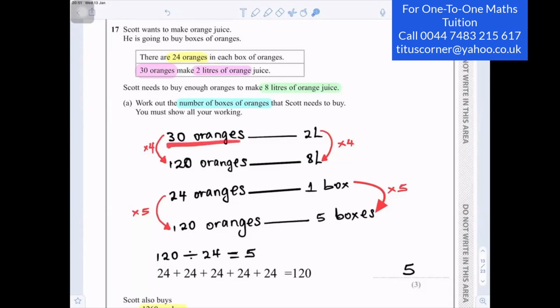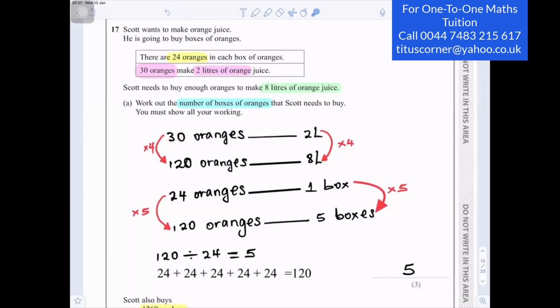So 30 oranges makes 2 liters. Now we want to make 8 liters. To go from 2 liters to 8 liters, you times by 4. 2 liters times 4 gives you 8 liters. So we have to times the number of oranges by 4 as well on the left side. 30 times 4 gives you 120. So you need 120 oranges to make 8 liters, and you need 30 oranges to make 2 liters.